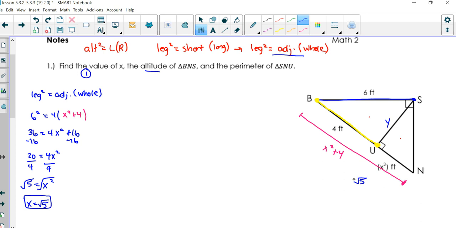You would notice it's taking x and it's squaring it. So that means I'm taking square root of 5 and I'm squaring it. That means that this side right here is a total length of 5. If I square root, it undoes it.